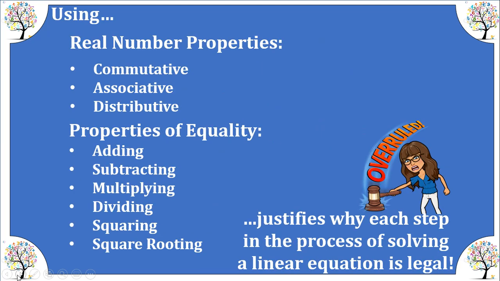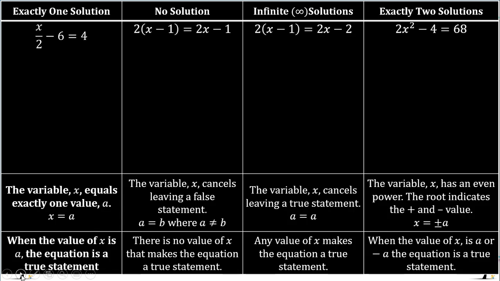And when we use the real number properties such as commutative, associative, and distributive, as well as the properties of equality, the properties of equality, guys, are just the things that if you add to the left, you have to add to the right. If you subtract on the left, you subtract on the right. So using the real number properties and the properties of equality is what justifies why each step in the process of solving a linear equation is legal, what makes us able to do that.